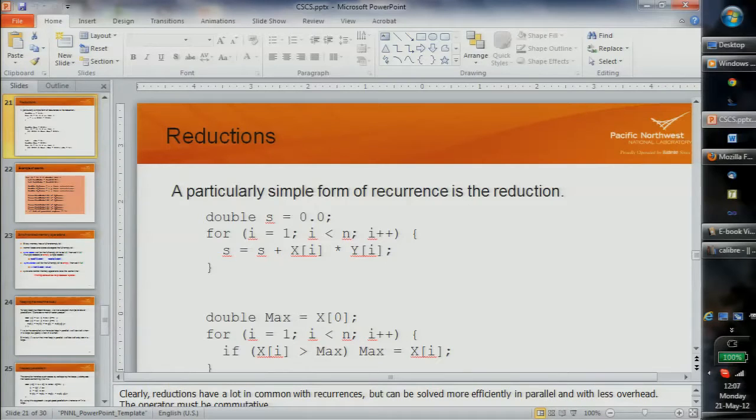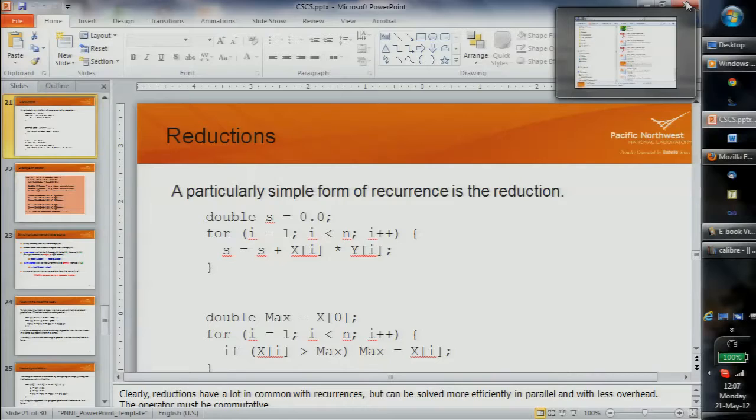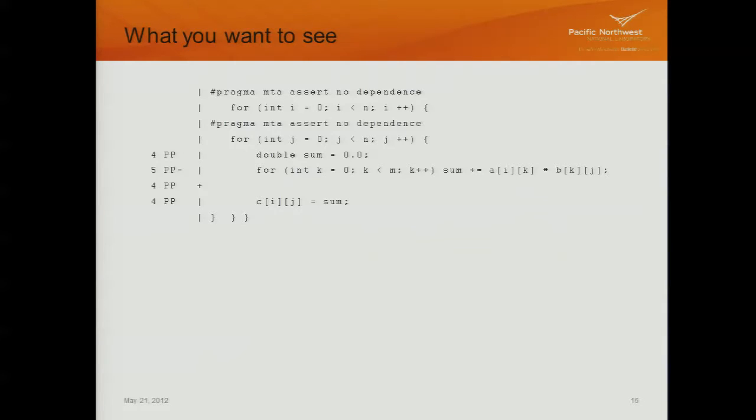You've generated a ton of threads, right? N squared. Hopefully, n is like 1,000 or whatever. You've generated 1 million threads. That'll keep the machine happy for a while. All you've done to take your sequential code to a parallel code is add 2 pragmas. So that's pretty nice.